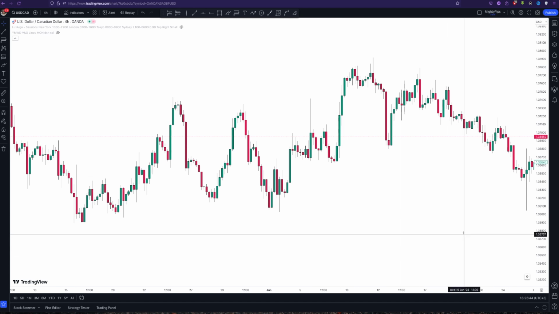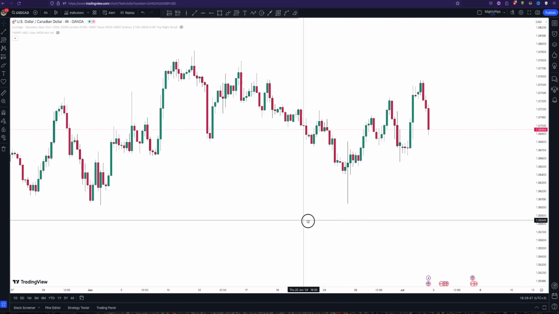So here we are on the 4-hour chart. Okay, now this strategy is very simple.